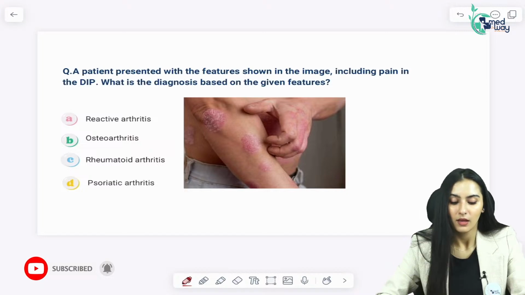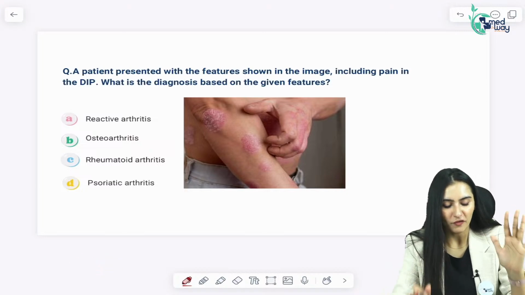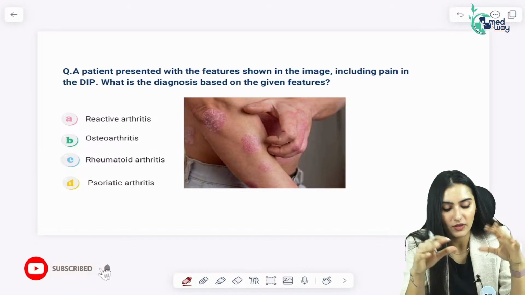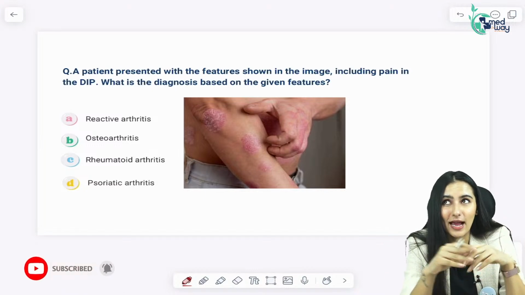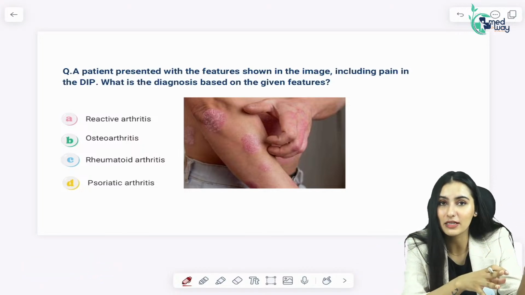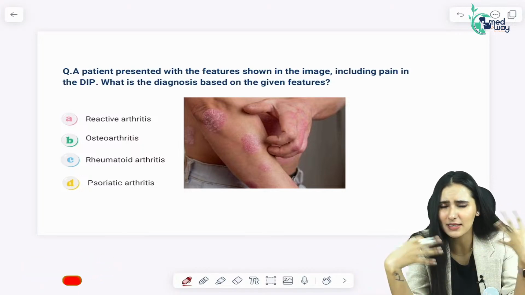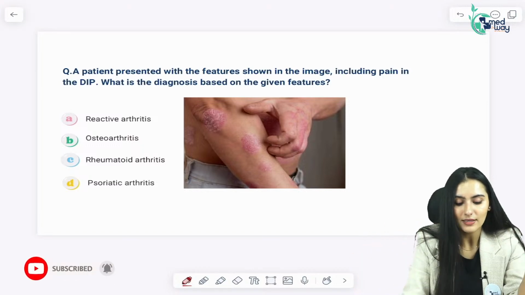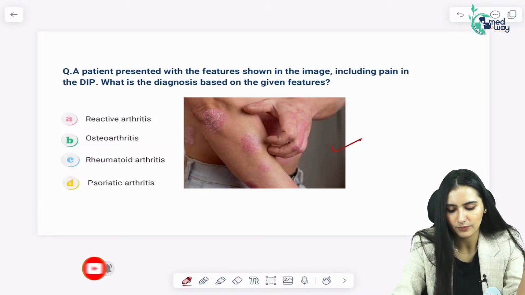See, there'll be two categories of people solving this question. The first category will be like, okay, I had read somewhere that some joint is involved in this disease, PIP was involved in some disease, DIP was involved in some disease. They'll waste their time like that. And they'll think, I can't remember, I don't know how I will do it. The second person will just look at the image.